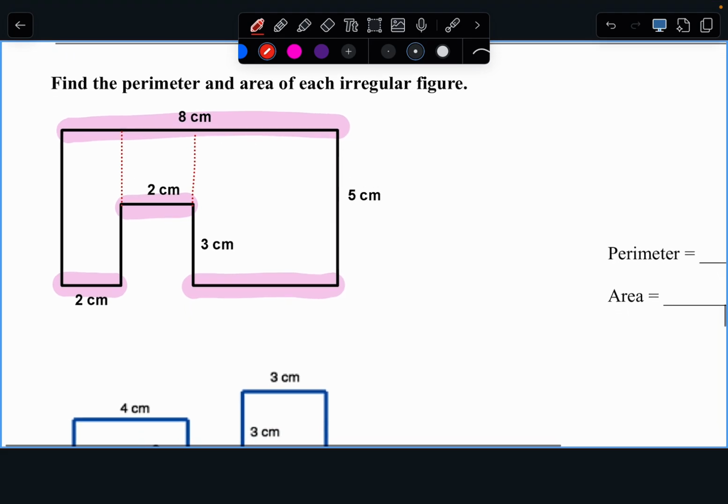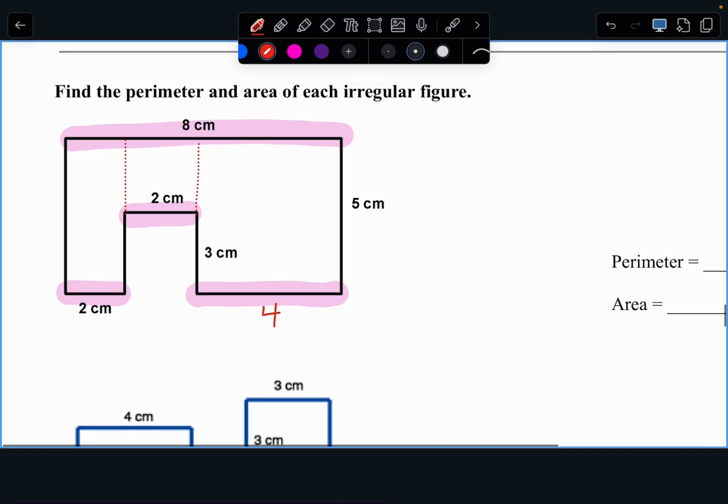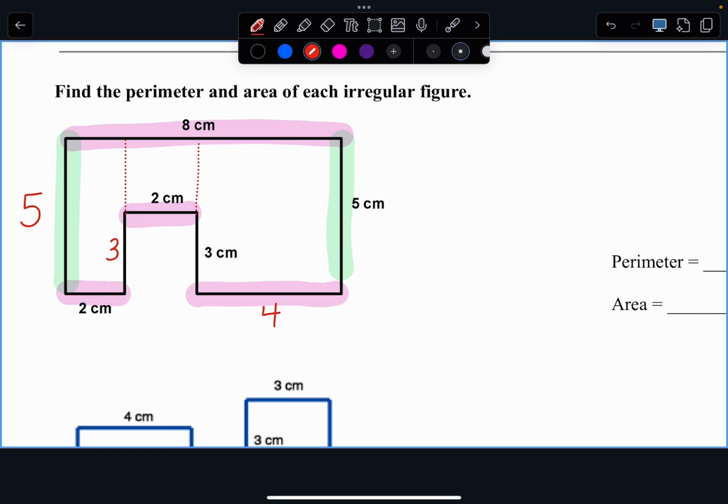So the other side is 4? Exactly. Because 4 plus 2 gives us 8. So we found the perimeter? Not yet. What is this section here? 5. Good. So let's label that as 5. What about this section? 3. Good. So let's label that as 3.